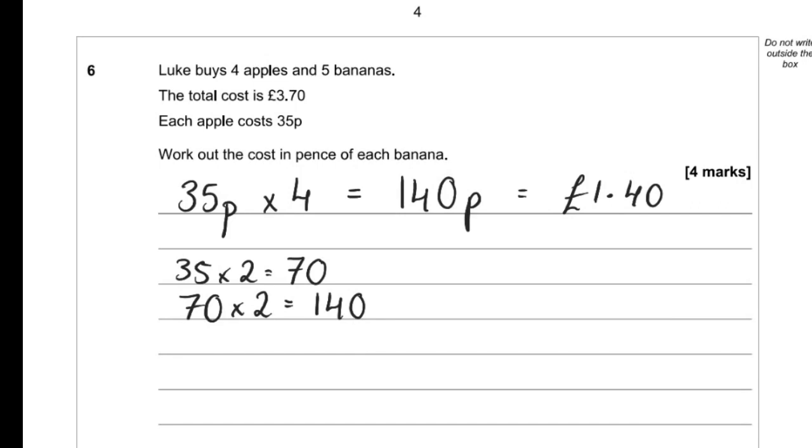Okay, so hopefully you've had a go at the rest of the questions. This is 4 marks, so that step might get you the first 1 or maybe 2 marks, but let's try and figure out what the rest of the marks are going to be for. So we have 140 is the amount we've spent on apples. So now let's take that away from our 370 minus £1.40.